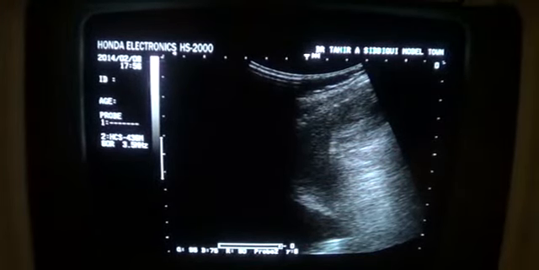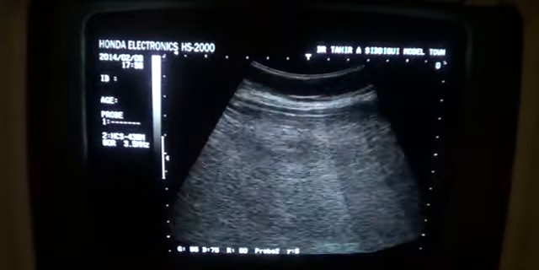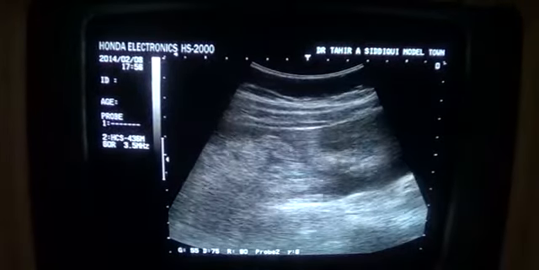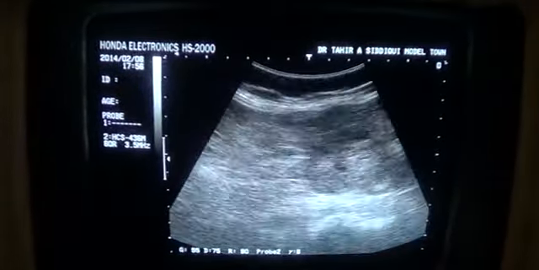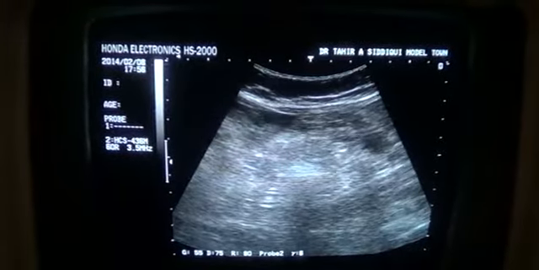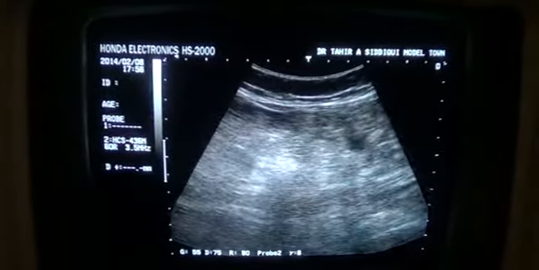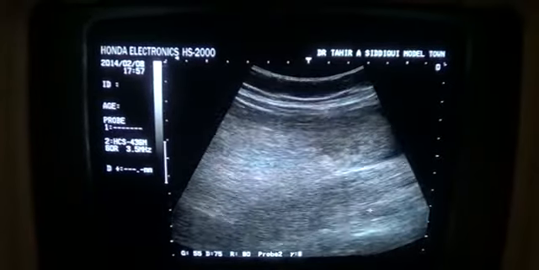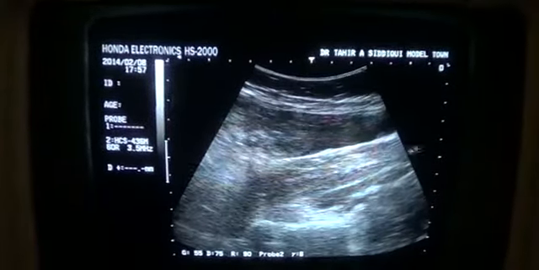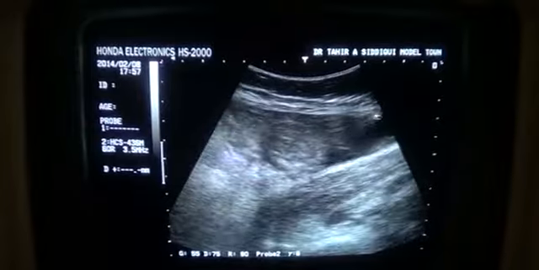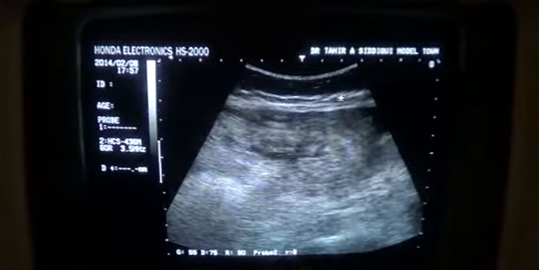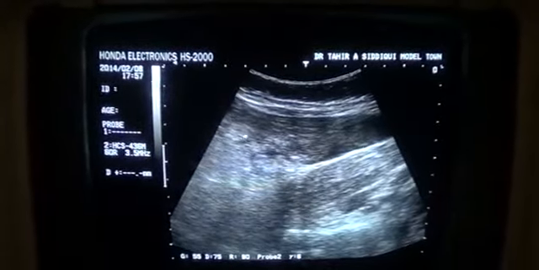Now coming down in the left paracolic gutter. This is the left paracolic gutter. Why? Because you can see this iliopsoas muscle. This is the iliopsoas muscle in this region. This is the muscle strap. This is the fluid. These are the bowels floating in it.